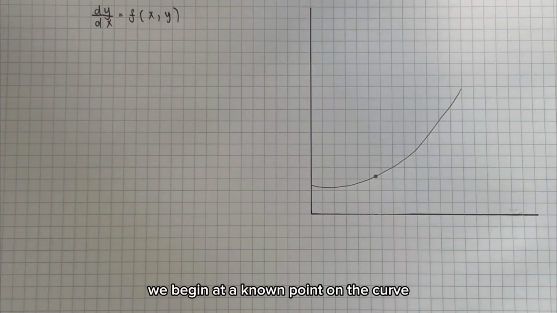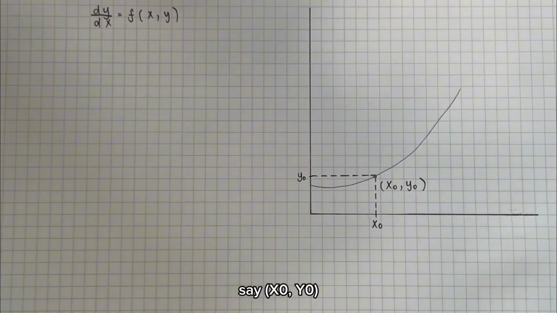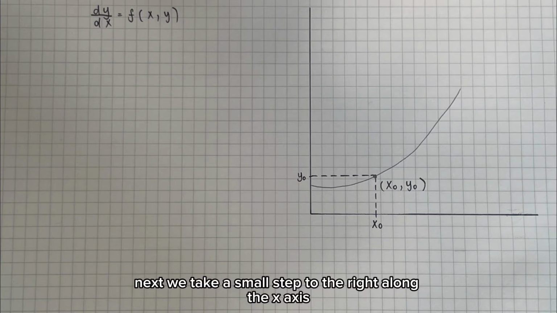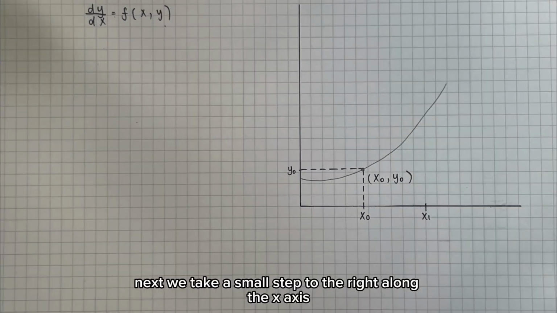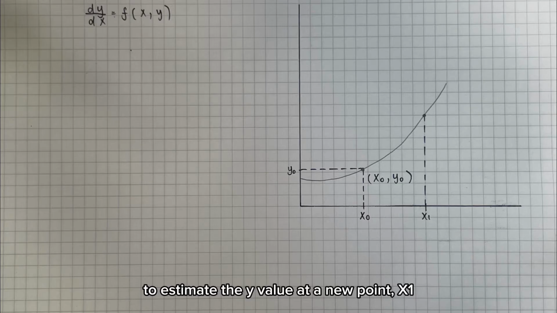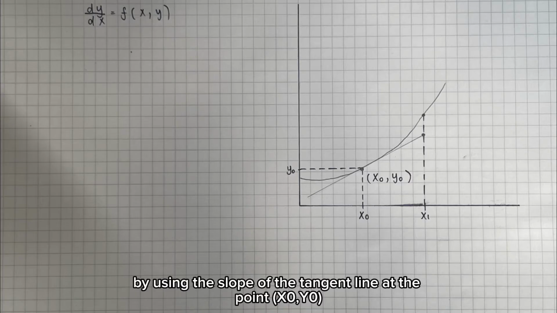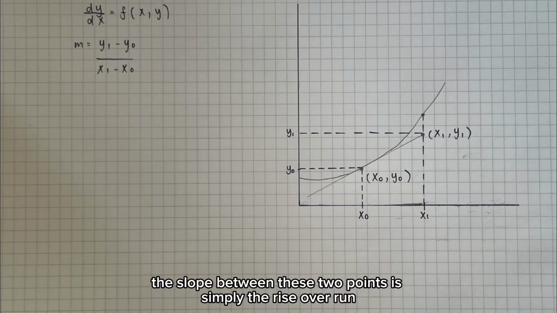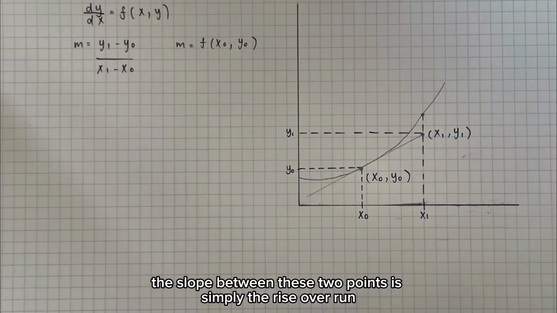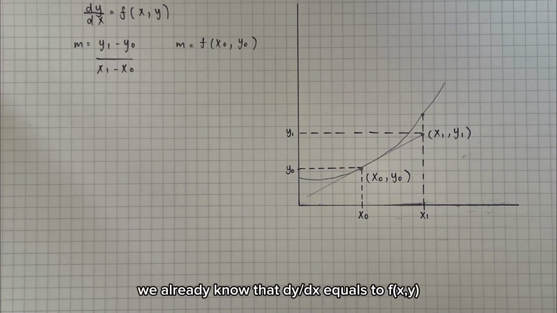We begin at a known point on the curve, say (x0, y0). Next, we take a small step to the right along the x-axis to estimate the y value at a new point, x1. Euler's method helps us approximate this new y value at x1 by using the slope of the tangent line at the point (x0, y0). The slope between these two points is simply the rise over run. But from the differential equation, we already know that dy/dx equals f(x, y).